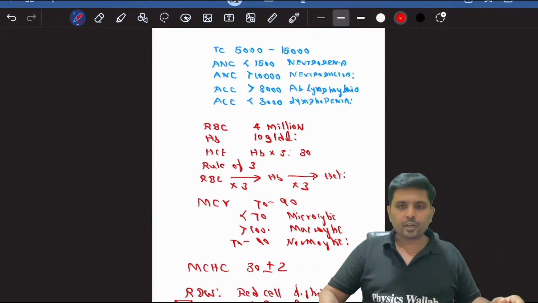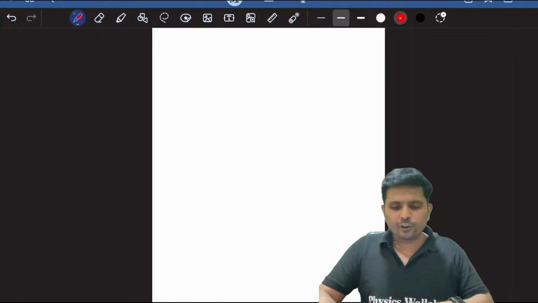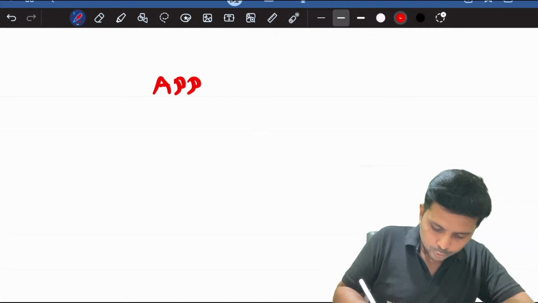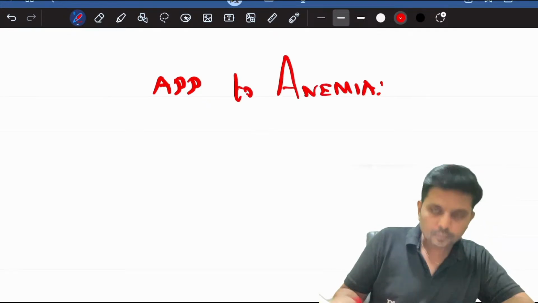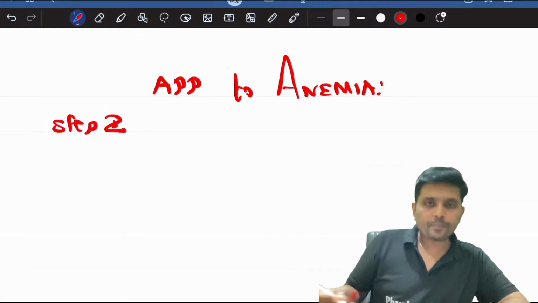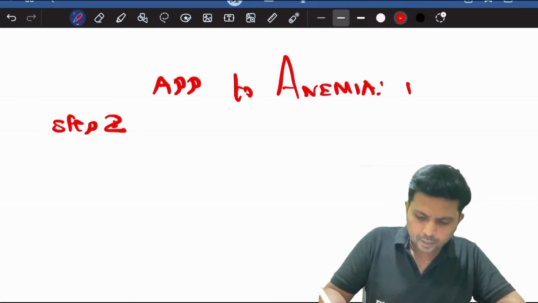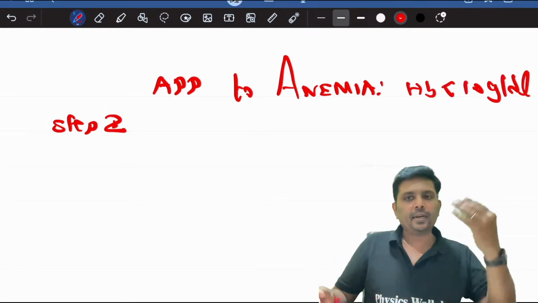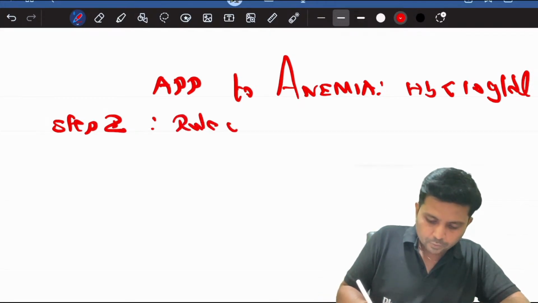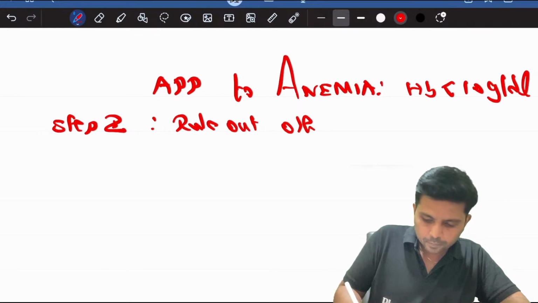Now let me go to the case scenario. Before going to the case scenario, what we are going to see here is the approach to anemia. Step 1. What is step 1 in anemia? A hemoglobin of less than 10 grams per deciliter for practical purposes. What is step 1? Rule out other cell line involvement.